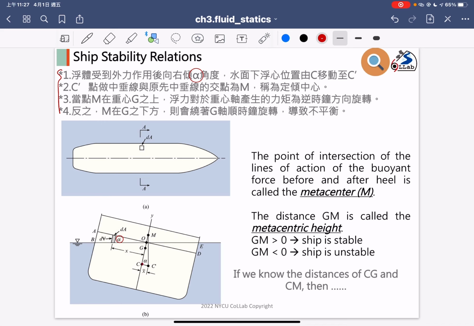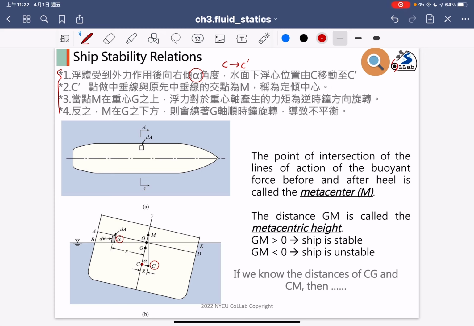the C point, what is the C point? The C is the center of the buoyant force. So after you rotate, the center of the buoyant force will move to the C prime. So there is a C prime. So the first step, the center of the buoyant force will move to the C prime, because you have the alpha angle rotation.